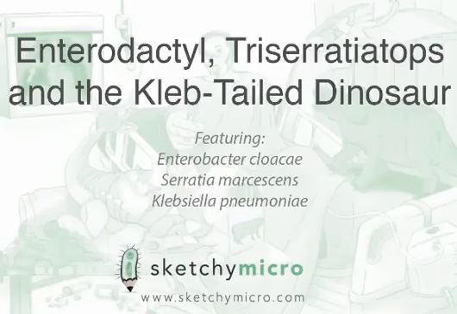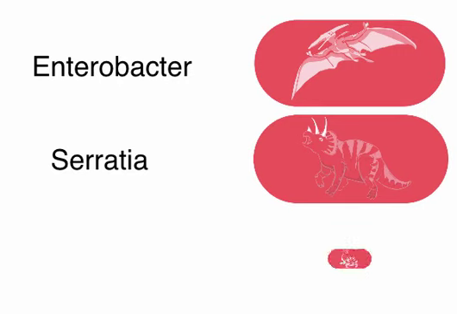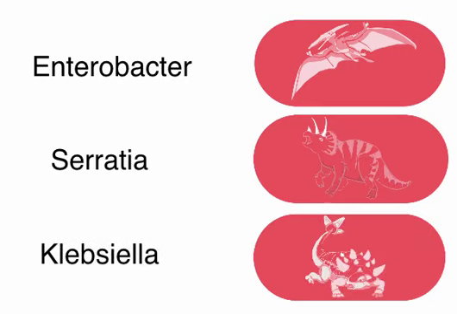We're going to knock out 3 members of the Enterobacteriaceae family all in one video. This is a little more ambitious than normal, but I think we've grouped them nicely, so it shouldn't be too bad. The 3 we're going to cover are Enterobacter, Serratia, and Klebsiella, or as we at Sketchy Micro know them as, Pterodactyl, Triceratops, and finally this Ankylosaurus with a club tail, or kleb tail, will be Klebsiella.